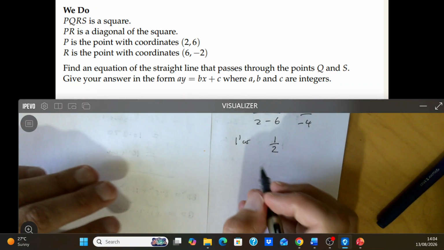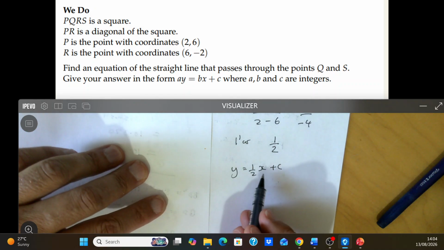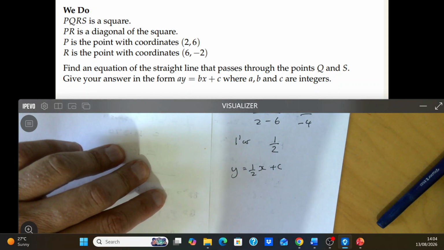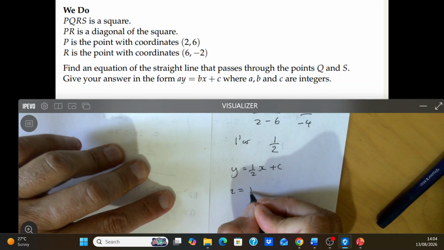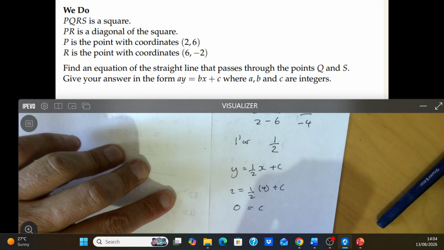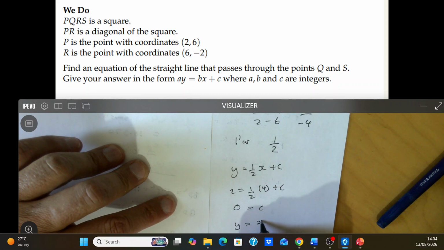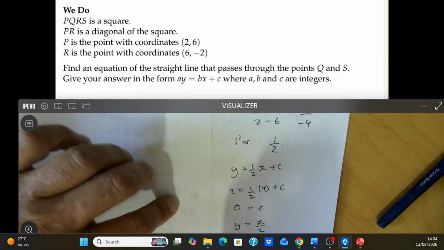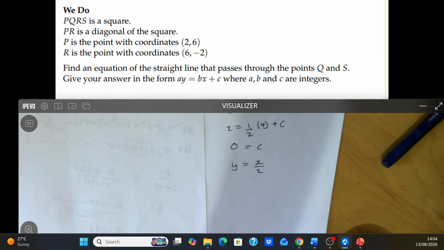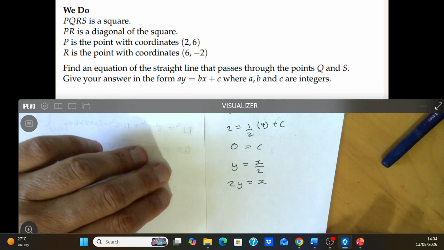Let's find the equation of the line, because y equals half x plus c. What are the points we've got for x and y? That's from our midpoint. So 2 equals a half of 4 plus c. So c, in this case, equals 0. So the equation of the line is y equals x divided by 2. Or, in the form to answer the question, 2y equals x.